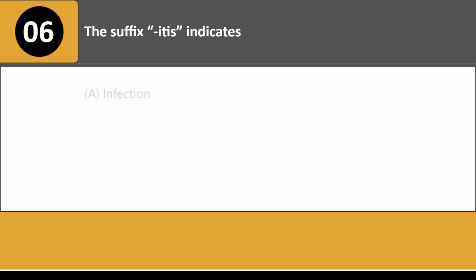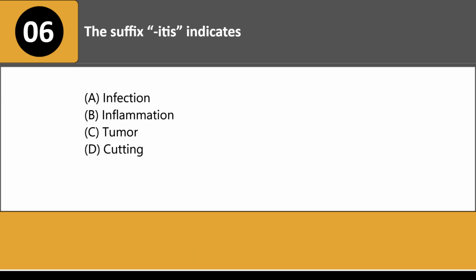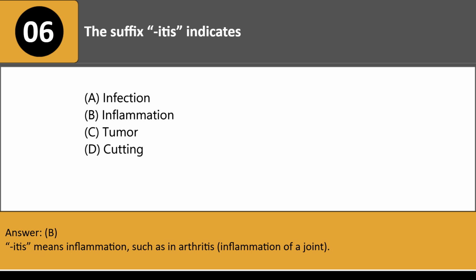The suffix -itis indicates A. Infection, B. Inflammation, C. Tumor, D. Cutting. Answer B. Itis means inflammation, such as in arthritis, inflammation of a joint.